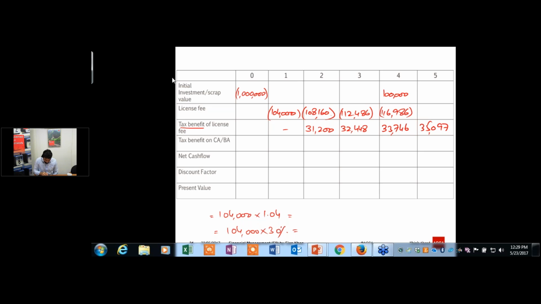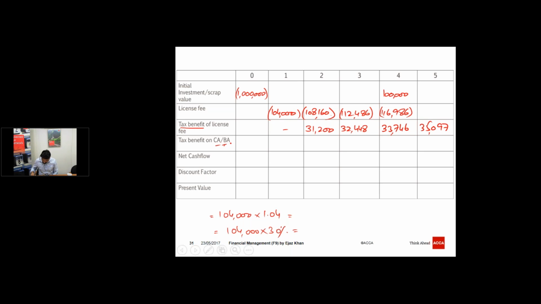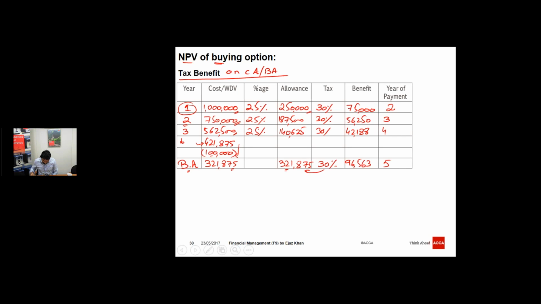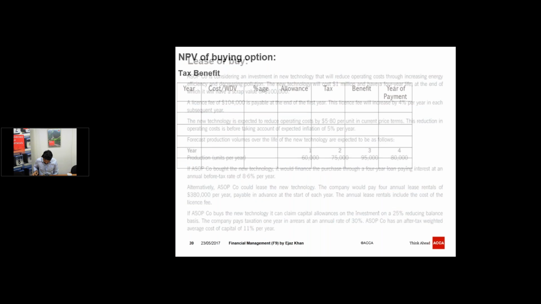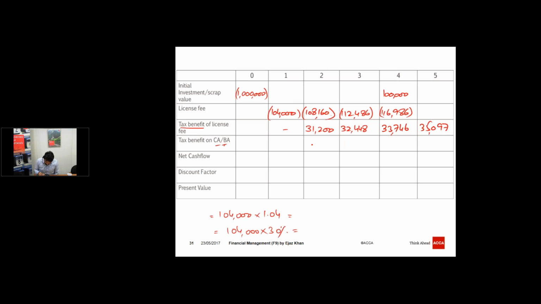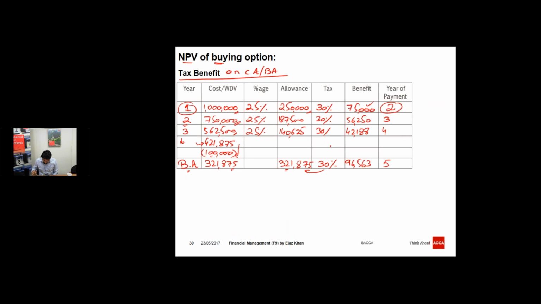Okay, what else we have? The tax benefits on capital and balancing allowance, we've calculated it already. Tax benefit for year 2 to be shown in year 2 will be 75,000. Year 2, 75,000 positive since it's a tax benefit. Then we have 56250.